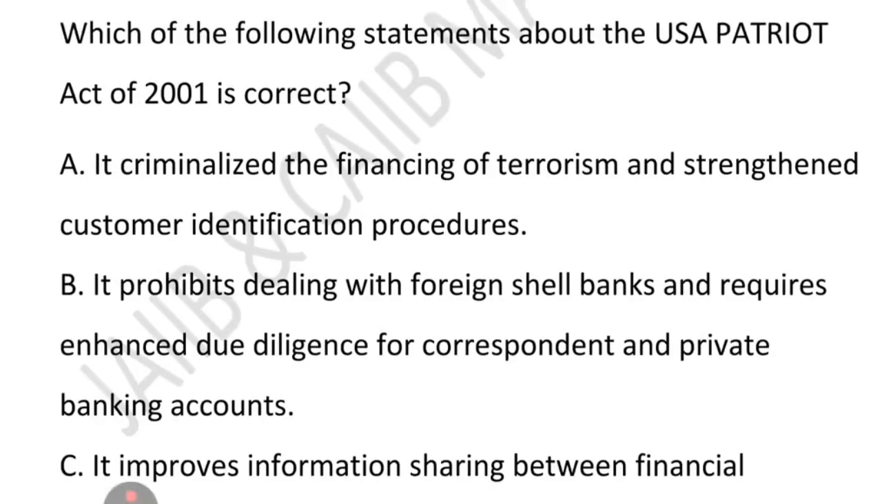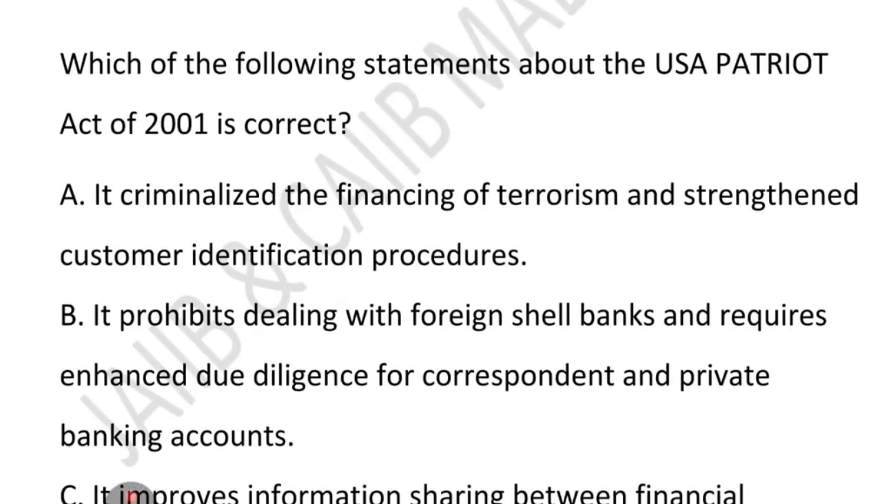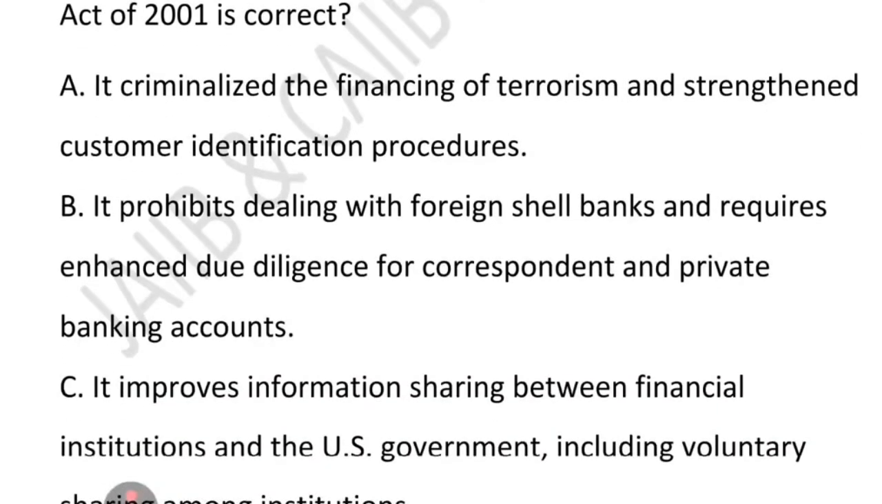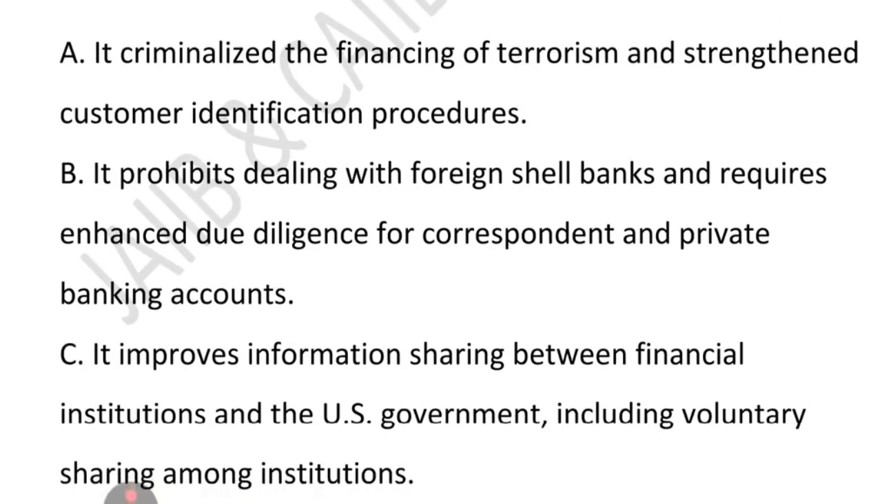So option A, let's start with option A. It criminalized the financing of terrorism and strengthened customer identification procedure. We are talking in the context of the USA PATRIOT Act. Yes, it is correct. The act made it illegal to fund terrorism, like giving money to a terror group. Banks now verify customers more strictly, like making it illegal to pay a hitman and requiring ID check at the bank. Option B, it prohibits dealing with foreign shell banks and requires enhanced due diligence for correspondent and private banking accounts. Is this correct? Yes, it is.